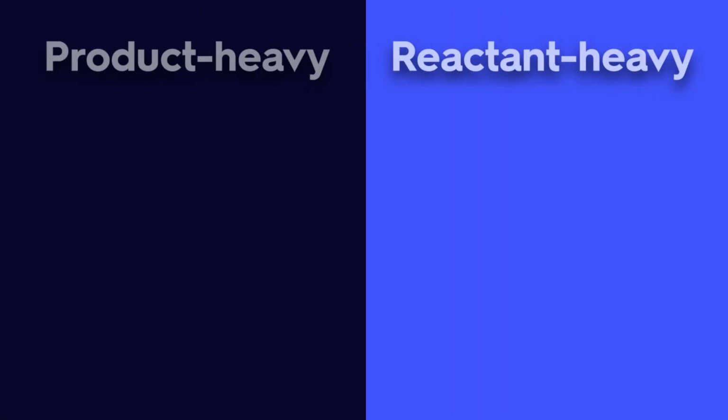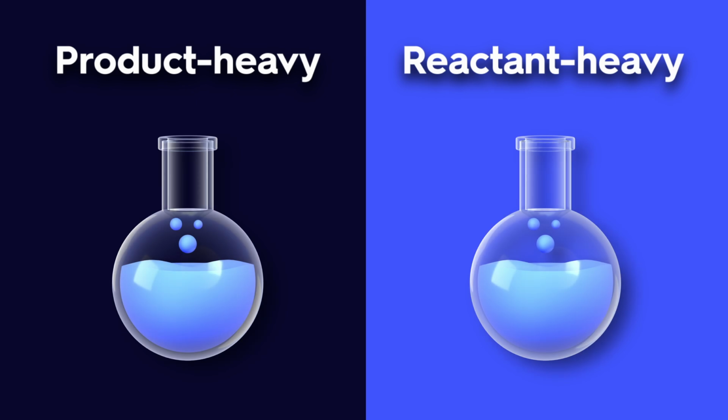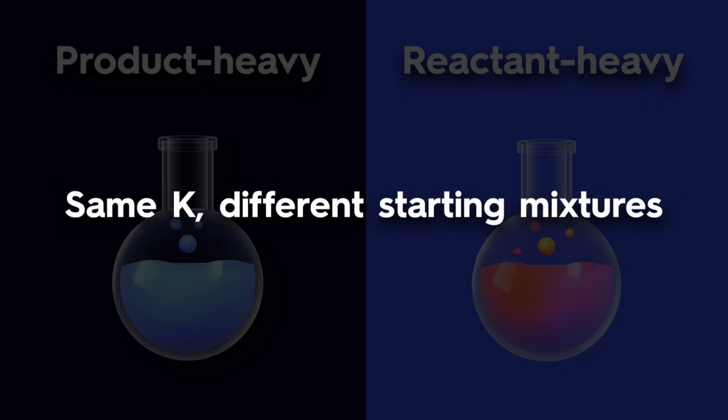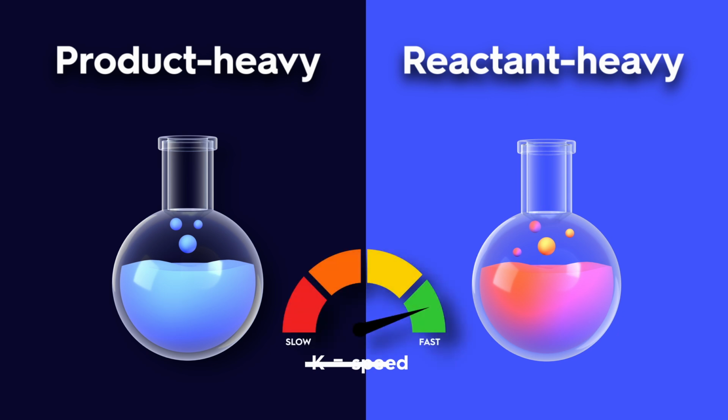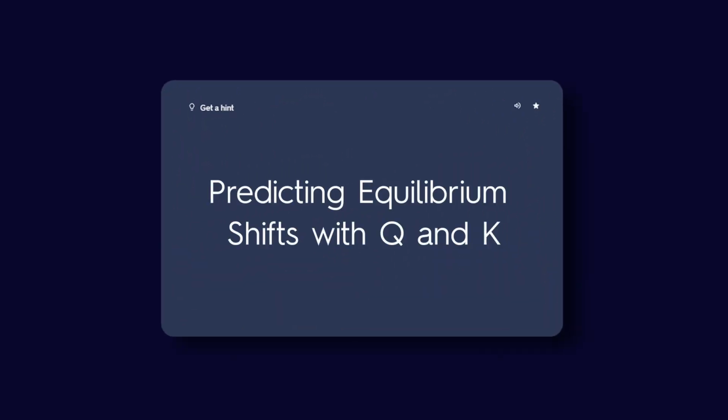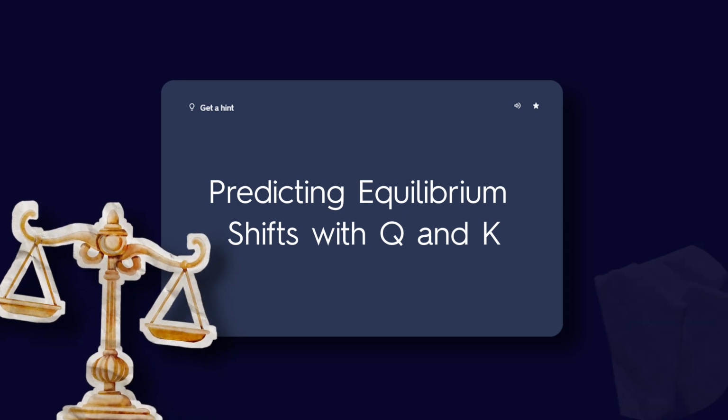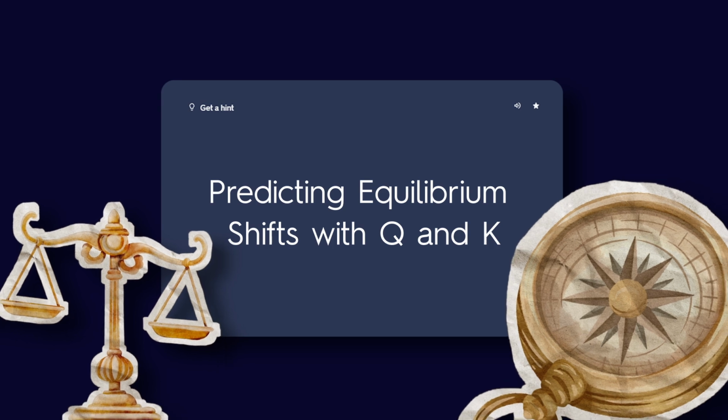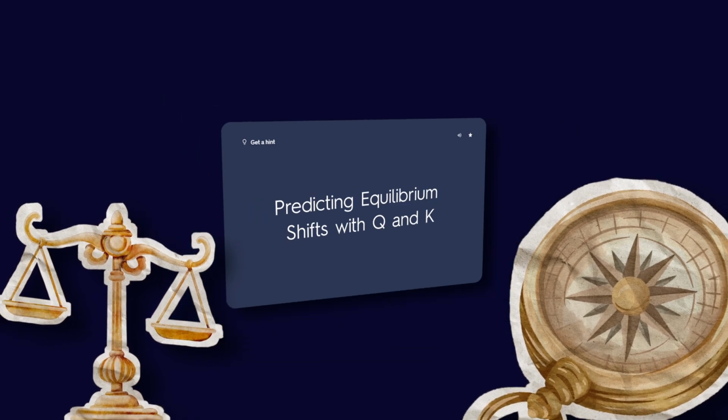Here is a twist. The equilibrium constant tells you the yield at equilibrium, not the speed. Two very different starting mixtures can end at the same equilibrium because K is the target. Q tells you where you are right now. In this video, you will learn what the equilibrium constant K and the reaction quotient Q mean, how to compare them, and how to predict the direction a system will move to reach equilibrium.